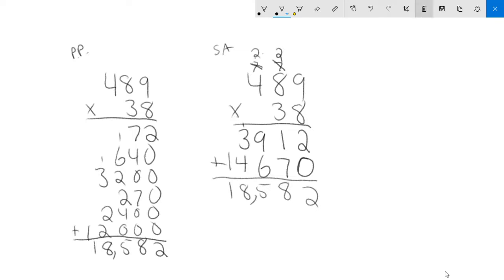All right, we're going to take a look at one more standard algorithm multiplication. I'm not going to do a 4-digit problem though. So we'll do a 3-digit problem, 829 times, I don't know, let's do 6 because we've had problems with those facts too.